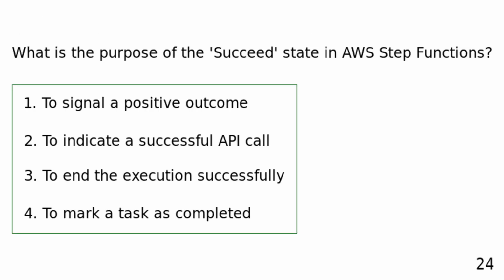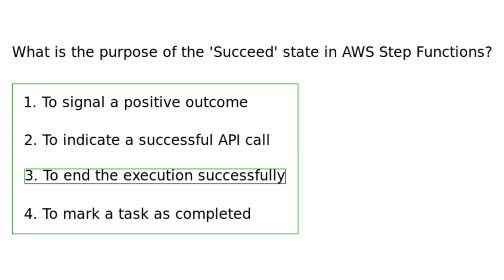What is the purpose of the Succeed state in AWS Step Functions? To signal a positive outcome. To indicate a successful API call. To end the execution successfully. To mark a task as completed. The Succeed state in AWS Step Functions is used to end the execution successfully, often used when you want to stop the execution early upon meeting certain conditions.